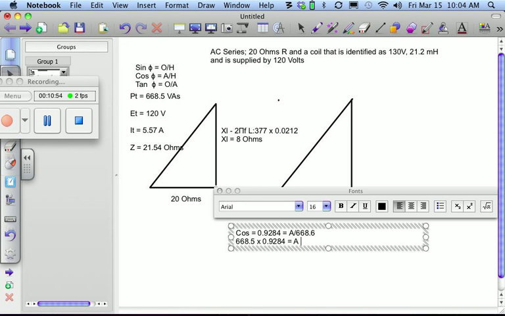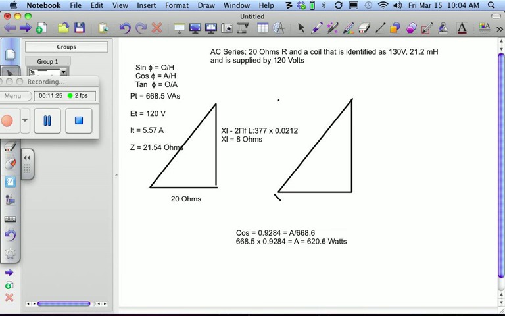So we can see that we just multiply this times 0.9284, and we wind up with 620.6. Is that VAs? Watts. Is that VARs? Watts. It's watts. Very good. Okay, so now you can see that we've done this whole problem, and how many times did we hit erase? None.